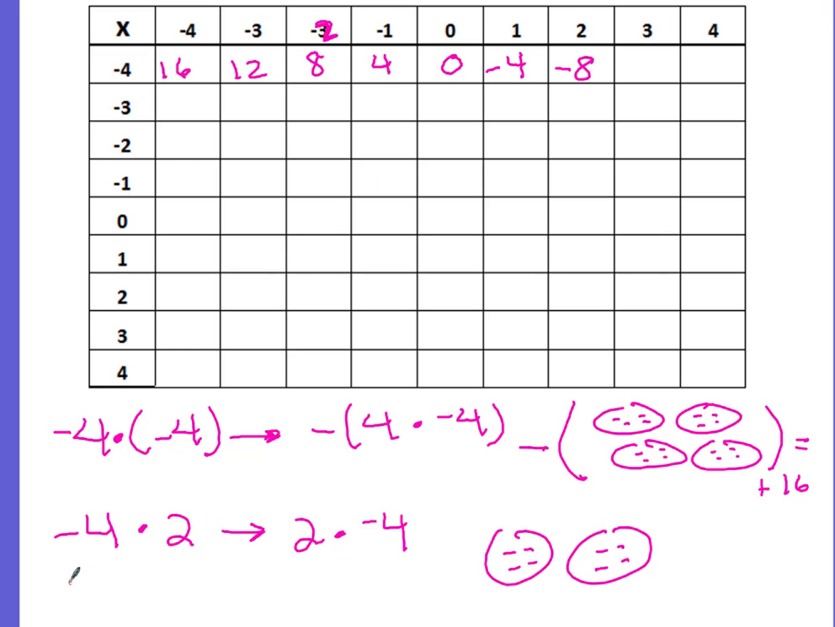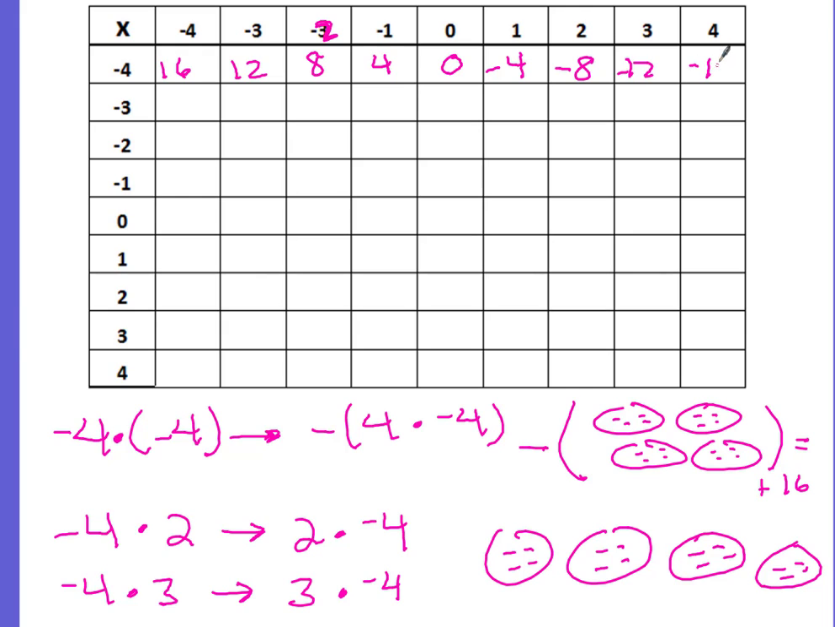My next one is -4 groups times 3. -4 groups of 3, which by the commutative property I'll rewrite as 3 groups of -4. So I can use the same model here, just add one more group of -4, and I'm going to get -12. For -4 times 4, I would just rewrite this using the commutative property and want 4 groups of -4. So I'll just add one more group of 4 negatives, and you get -16.